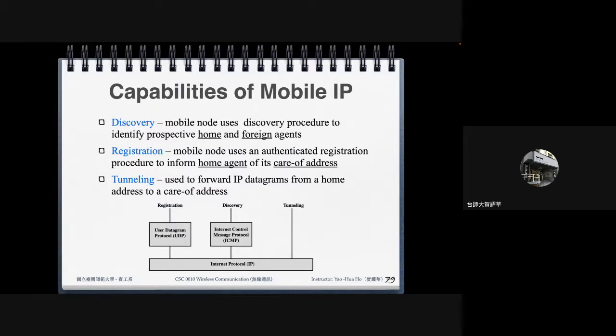So now, let's take a look at the capability of mobile IP. First, we have discovery, registration, and tunneling. Discovery is when the mobile node uses a discovery procedure to identify home and foreign agents. Registration is when the mobile node authenticates its registration. Tunneling is using forwarding of IP datagrams from the home agent to the care-of address.